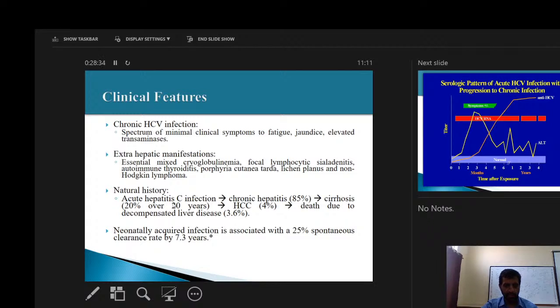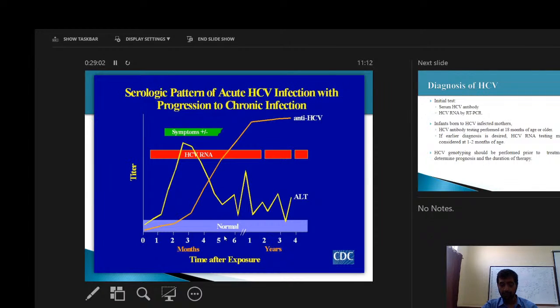So here is the natural history. Acute hepatitis infection is asymptomatic. It progresses to chronic hepatitis C in 85% and develops into cirrhosis around 20 years. And because it's definitely progressing to cirrhosis, the risk of hepatocellular carcinoma in these patients is higher. So HCC occurs in 4%, and death is due to either HCC or decompensated liver disease. Unlike adults, neonatal infection may show 25% spontaneous clearance. Adults will not show 25%, it will be much lesser, some 5 to 10%.